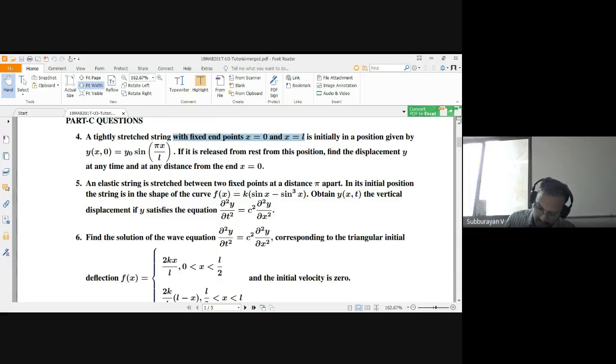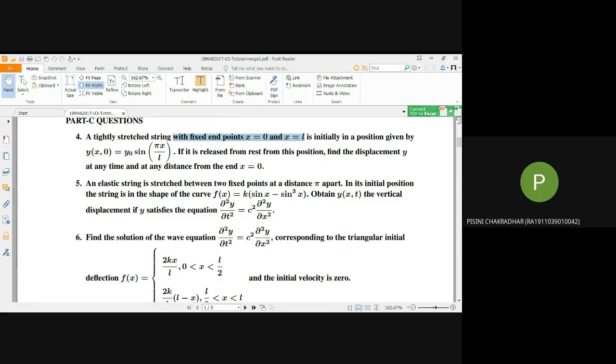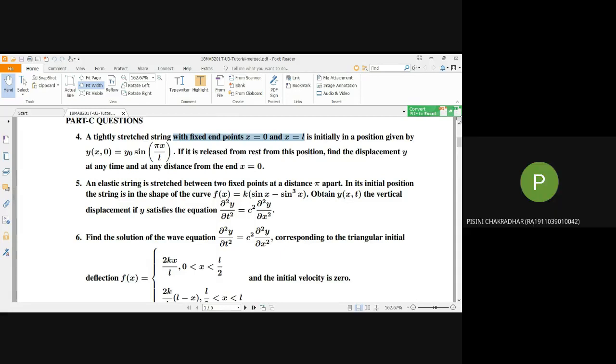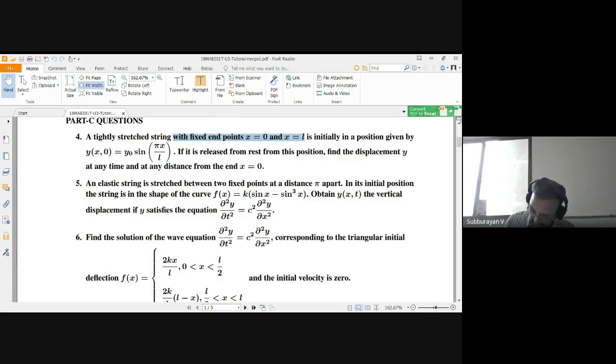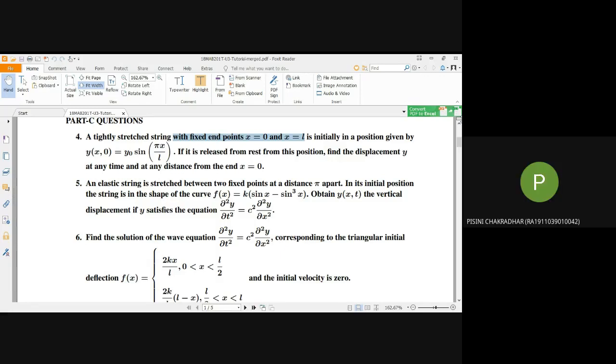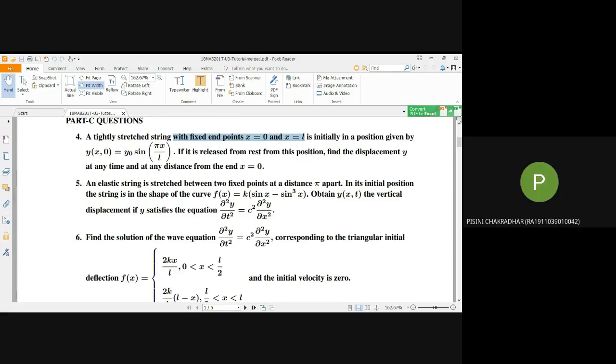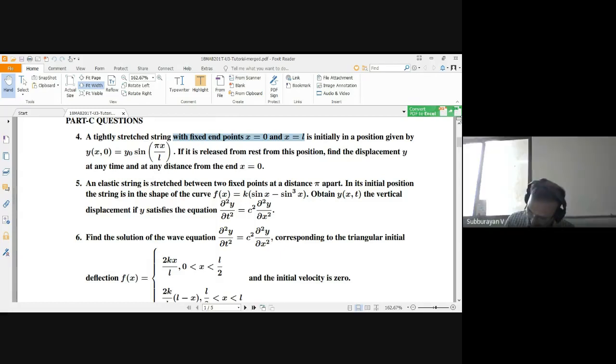Therefore, what is your solution? The series solution is going to be sigma n equal to 1 to infinity, b n sin nx into cos n ct. Now apply the last condition.